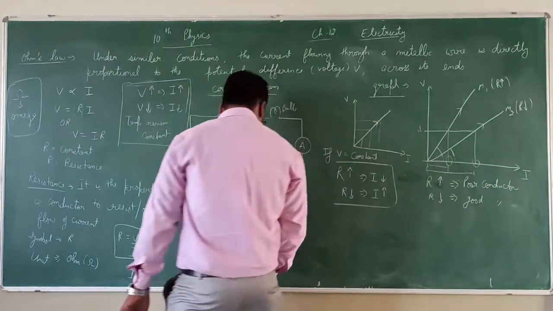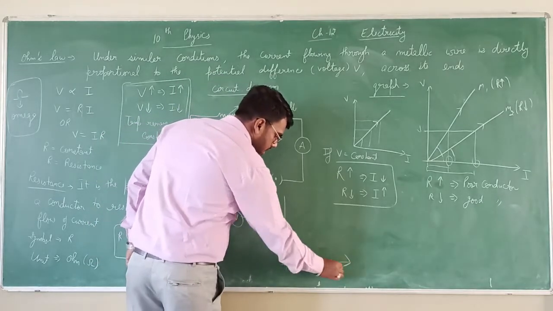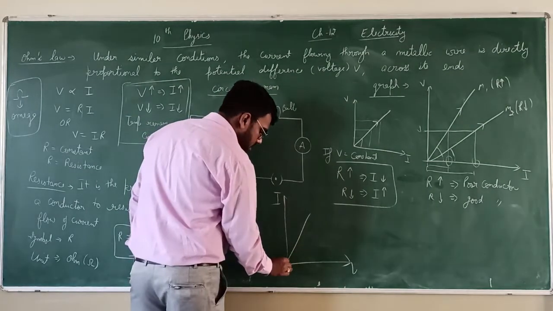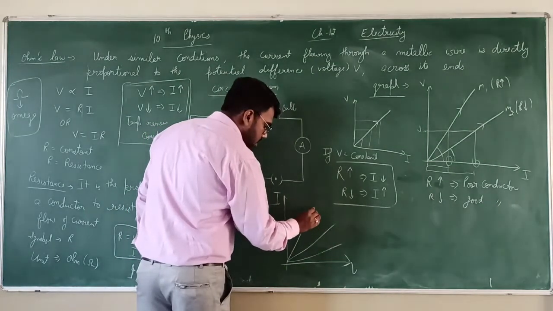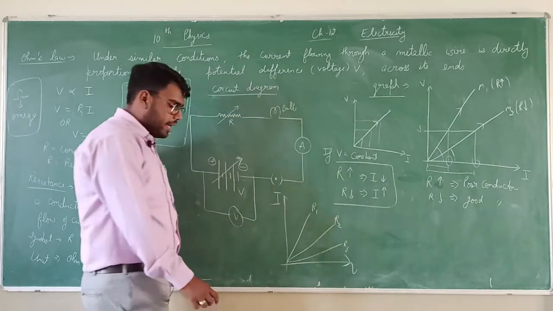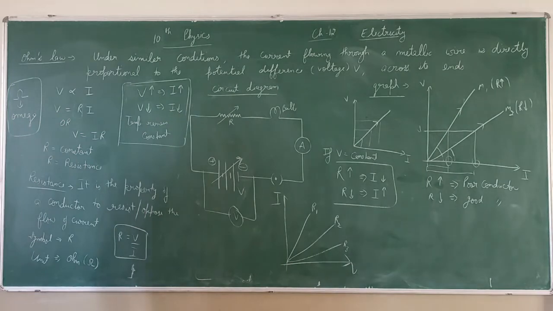Can you give me the answer to this question? Let us say this is V and this is I. We have three materials: R1, R2 and R3. The question is, arrange R1, R2 and R3 in increasing order of resistance. Take 2 minutes, pause your screen and solve this question. After that we will match our answer.